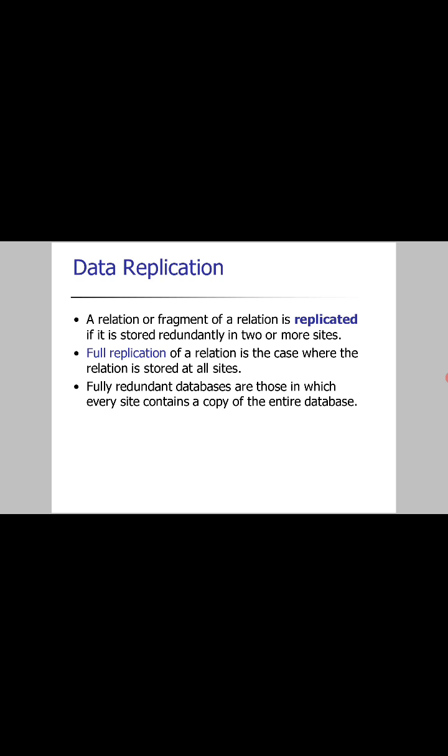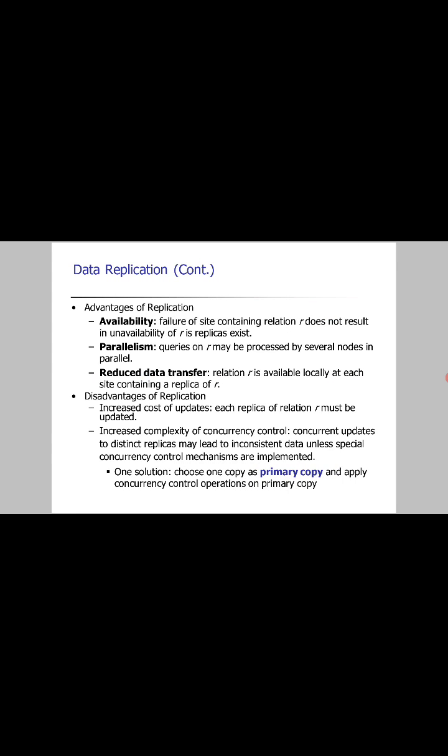So data replication. A relation or fragment of a relation is replicated if it is stored redundantly in two or more sites. Full replication of a relation is the case where the relation is stored at all sites. So what are the advantages of replication? Availability, parallelism, and reduced data transfer.